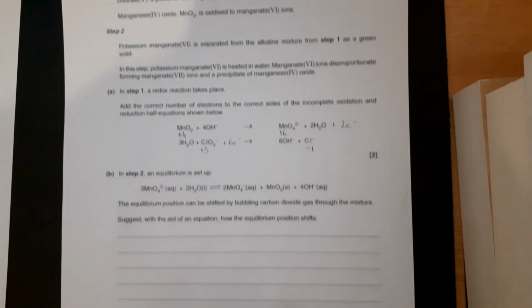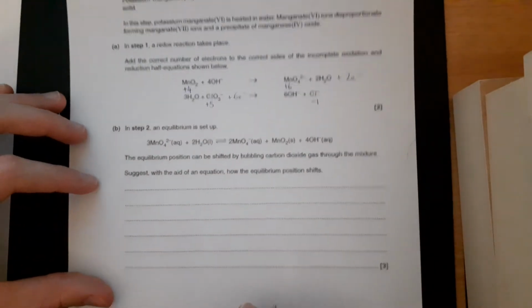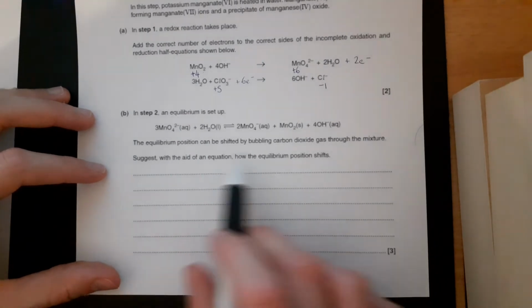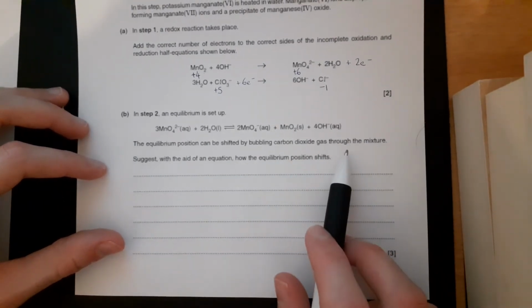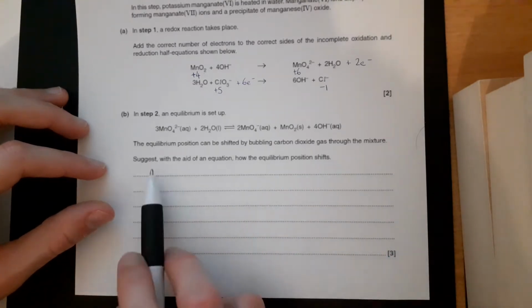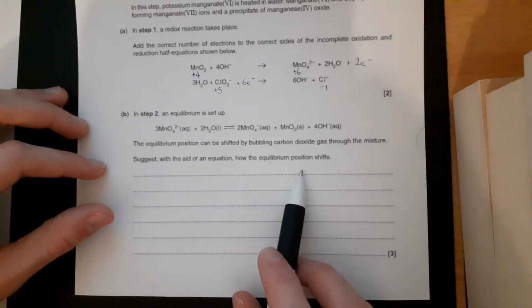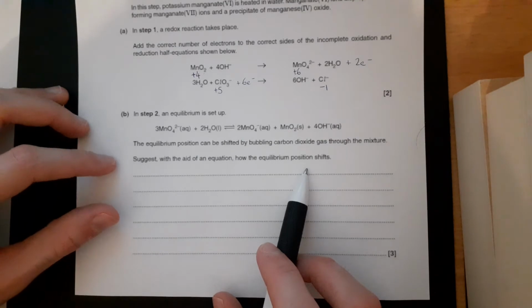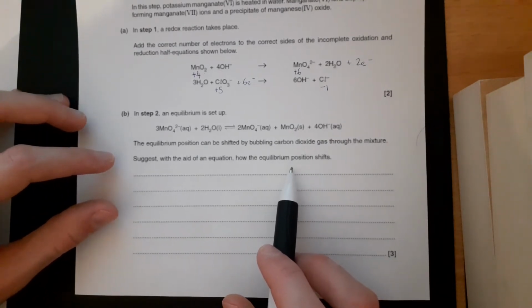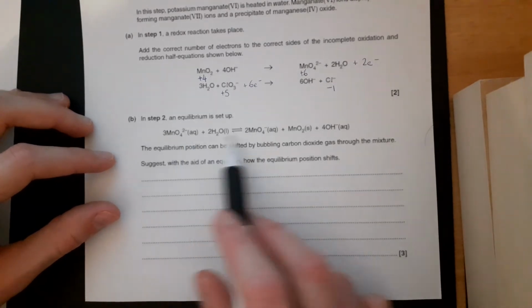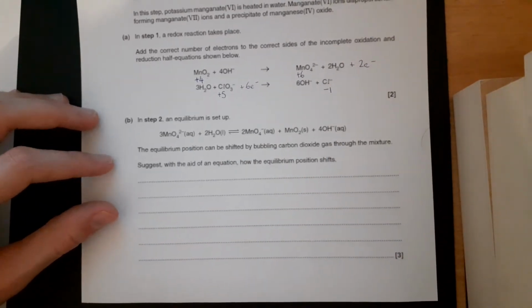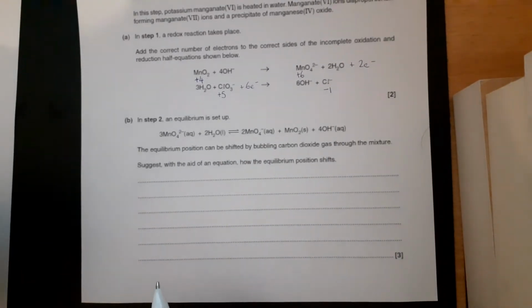It then says here, in step 2, an equilibrium is set up. The equilibrium position can be shifted by bubbling carbon dioxide gas through the mixture. Suggest with the aid of an equation how the equilibrium position shifts. So this is not immediately obvious because we're adding carbon dioxide, but there's no carbon dioxide in the equation, so it's not like it's a reactant or a product.